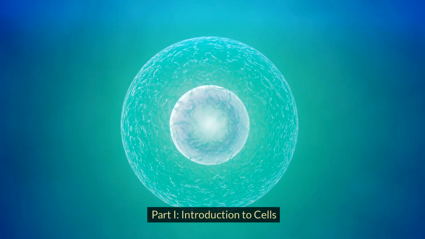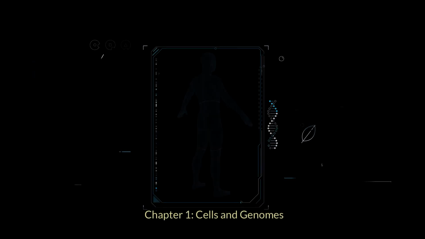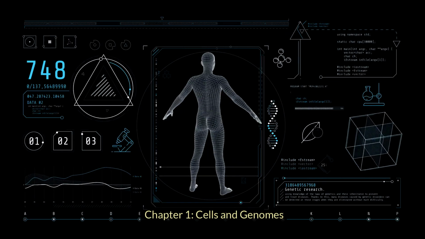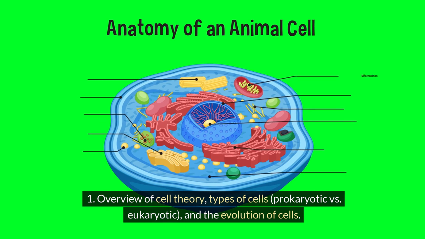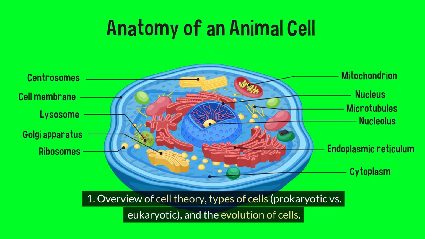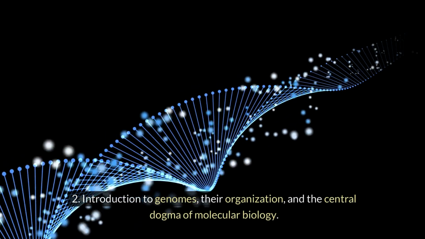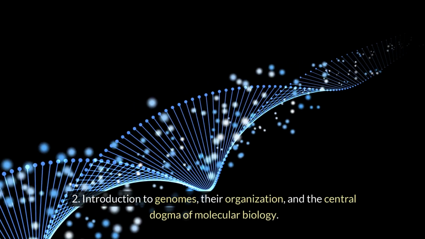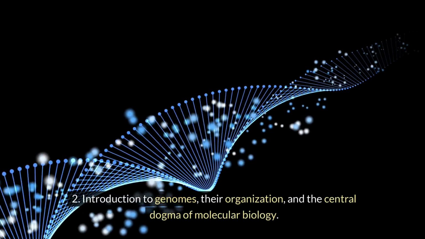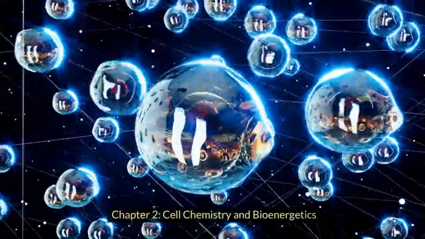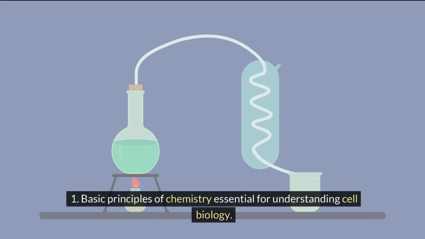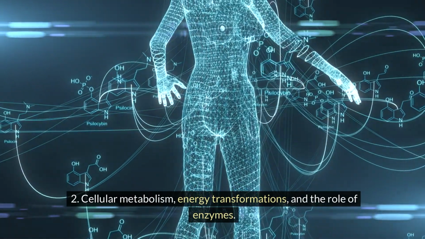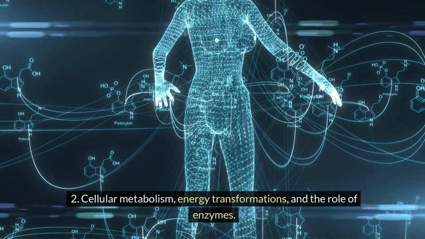Part 1. Introduction to Cells. Chapter 1. Cells and Genomes. 1. Overview of cell theory, types of cells, prokaryotic versus eukaryotic, and the evolution of cells. 2. Introduction to genomes, their organization, and the central dogma of molecular biology. Chapter 2. Cell chemistry and bioenergetics. 1. Basic principles of chemistry essential for understanding cell biology. 2. Cellular metabolism, energy transformations, and the role of enzymes.